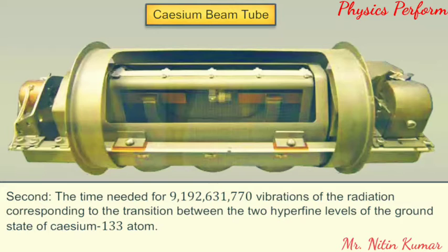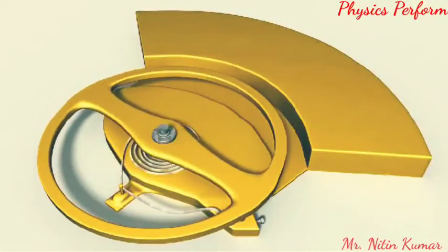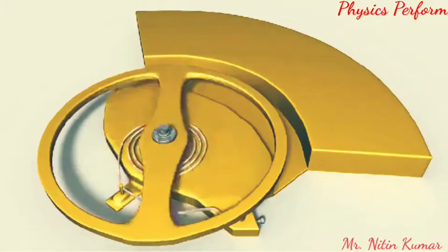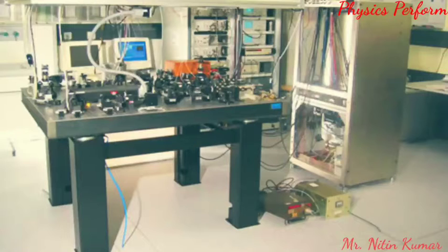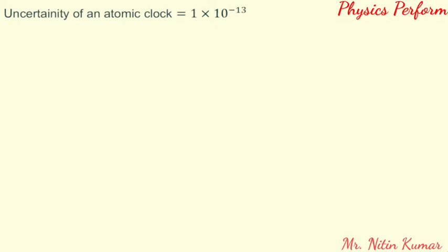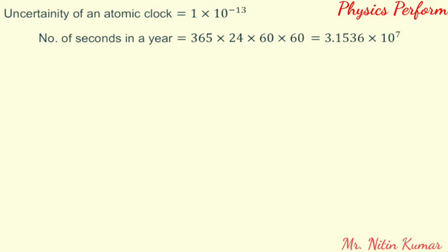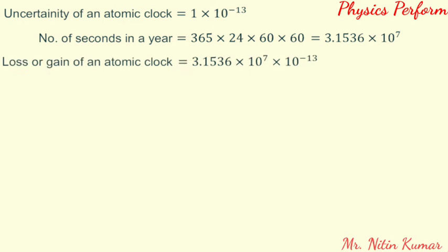The vibrations of the cesium atom regulate the time shown by this atomic clock, just as the vibrations of a balance wheel regulate the time shown by an ordinary wristwatch. The cesium atomic clock has an accuracy of 1 second in 1 million years, or an uncertainty of plus or minus 1 × 10^-13. The number of seconds in a year is 3.1536 × 10^7. Hence, the atomic clocks lose or gain no more than 3 microseconds in 1 year.